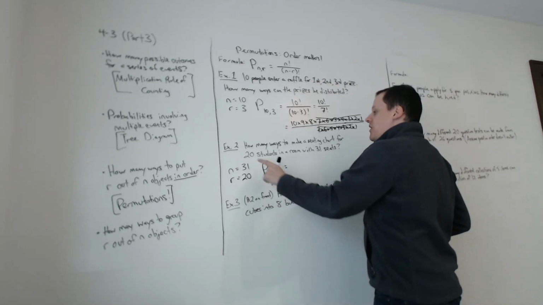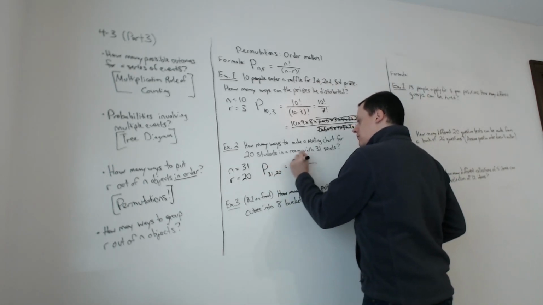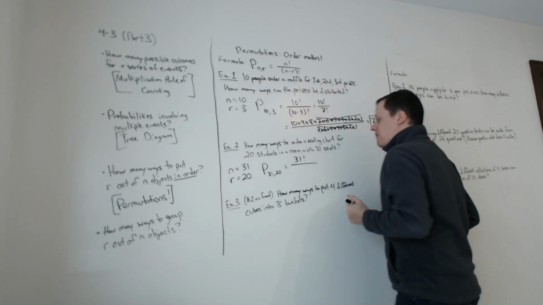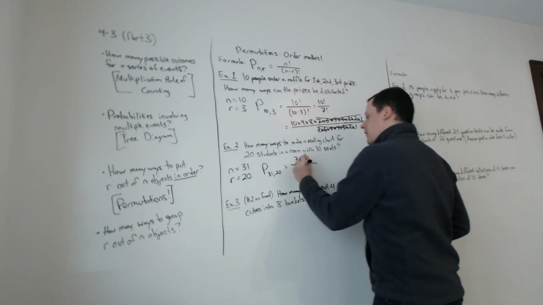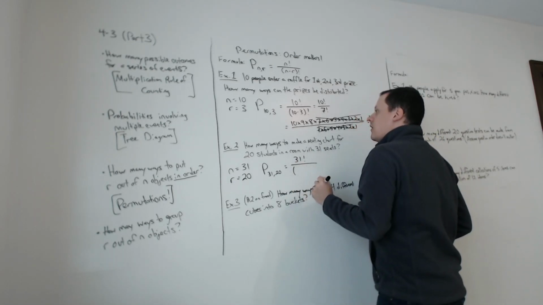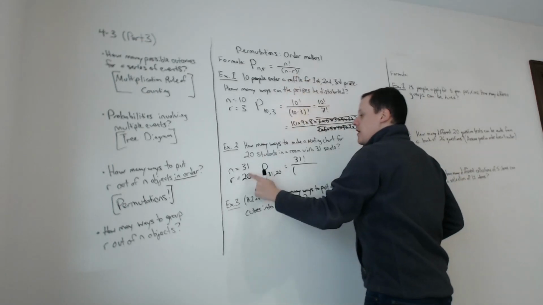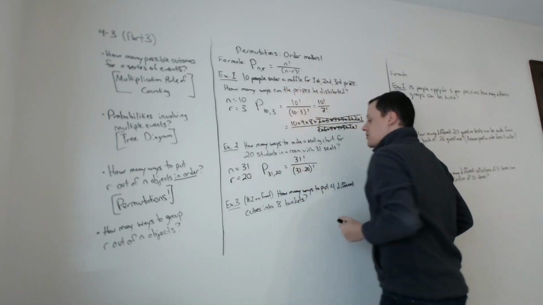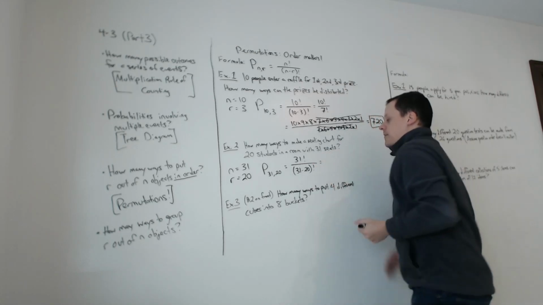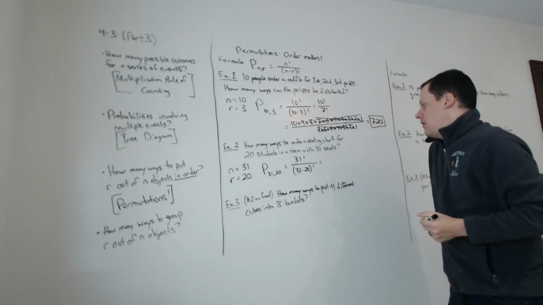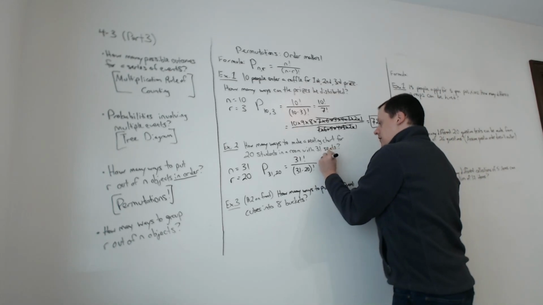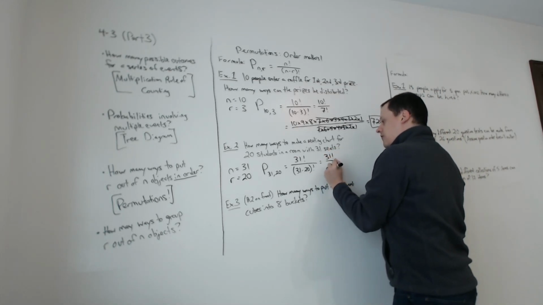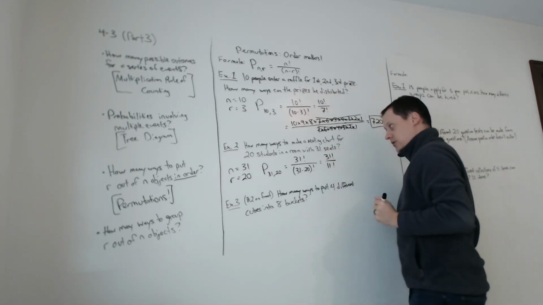So this is going to be 31 factorial on top, over N minus R, which is 31 minus 20 factorial. Okay, so that's going to be 31 factorial over 11 factorial.